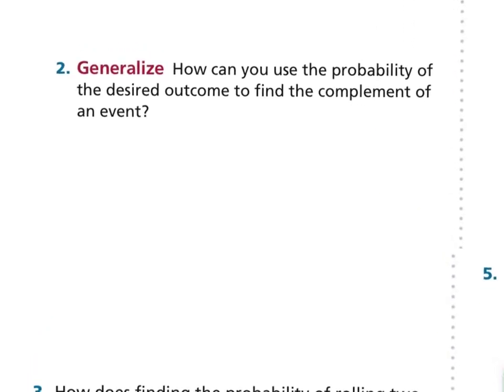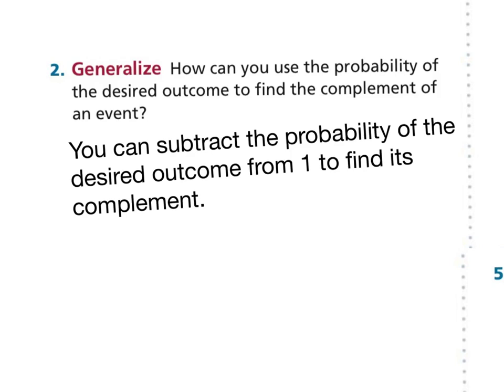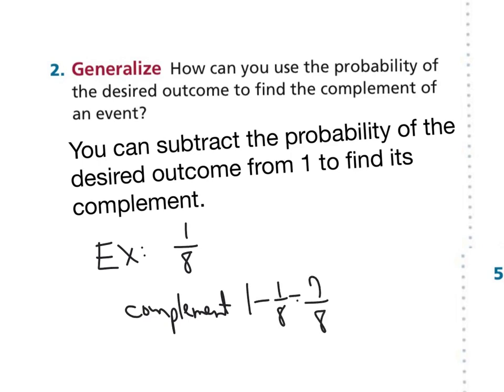So on the do you understand number 2, how can you use the probability of the desired outcome to find the complement of an event? So to do that, we can subtract the probability of the desired outcome from 1 to find its complement. So for example, if we worked something out and its probability is 1/8, the complement of that you could think about would be 1 minus 1/8, which would be 7/8. Or just think about what two fractions could I add up together to get 1 would be another way of looking at that.